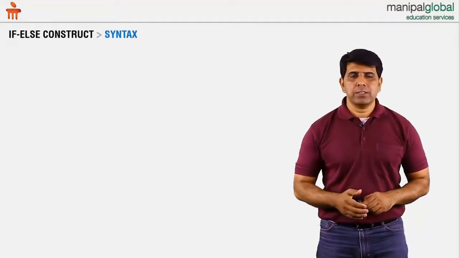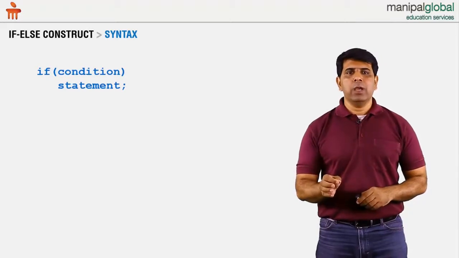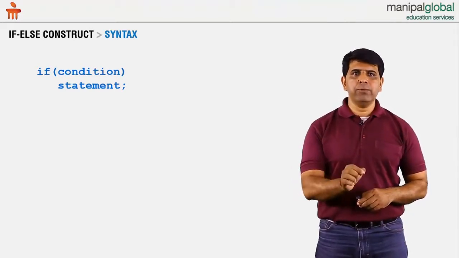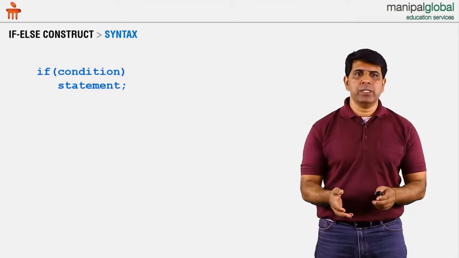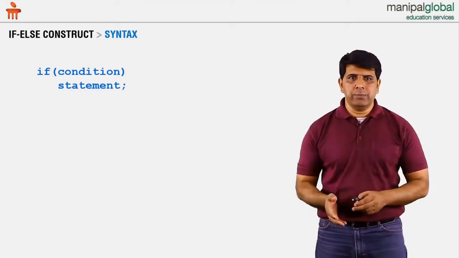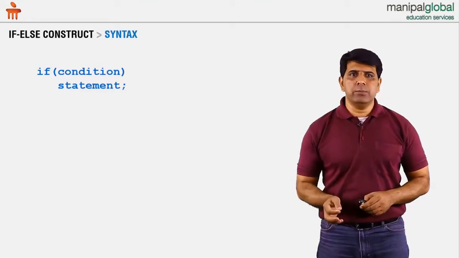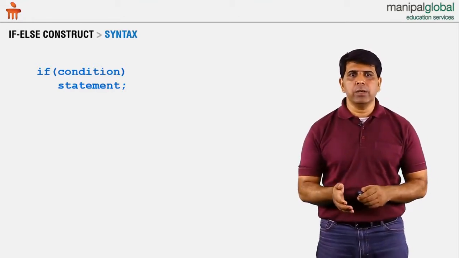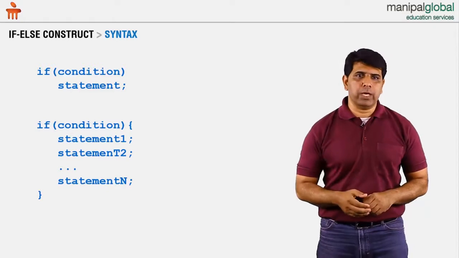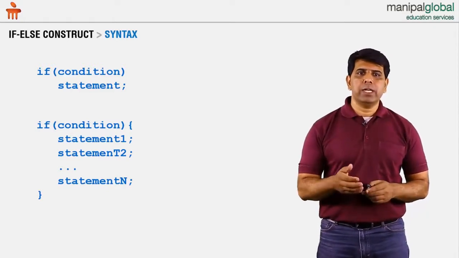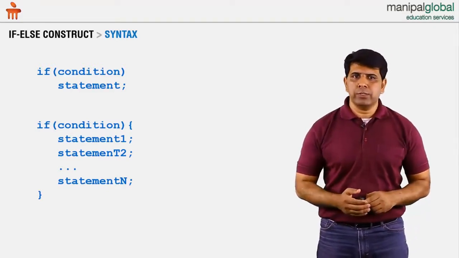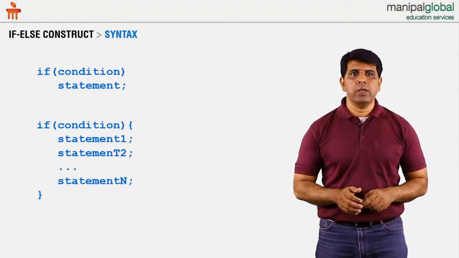Let's look at the syntax. The if condition has a very simple syntax. If, in brackets, mention the condition, and then the statement followed by that. Now, if you have multiple statements to execute based on a condition, you surround them with curly brackets. Having said that, it's always a good practice to use curly brackets.